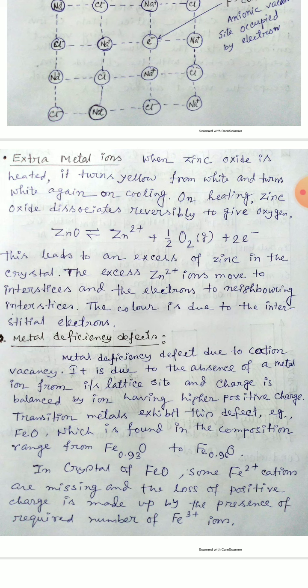So this leads to an excess of zinc in the crystal, and the excess Zn2+ ions move to the interstices, and the color is due to the interstitial electrons.